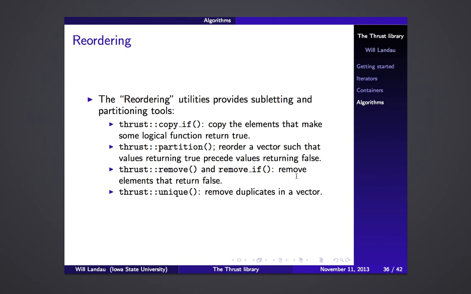And thrust unique is exactly like the unique function in the R language. For those of you who are statisticians like me, it removes duplicates in a vector.